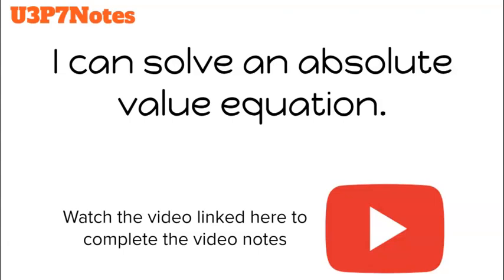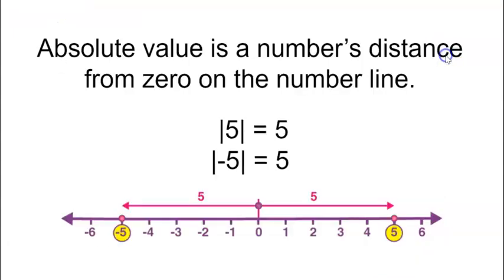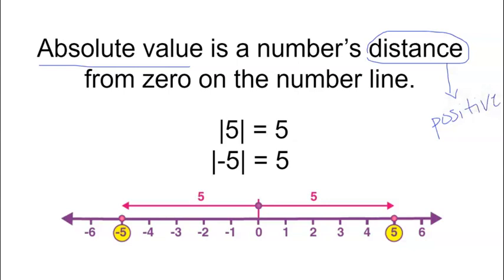Unit 3, Part 7 notes: I can solve an absolute value equation. Reminder: absolute value is a number's distance from 0 on the number line. Now, distance means that number will always be positive. If we're measuring a distance, that distance is positive.